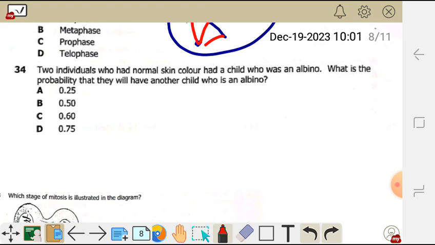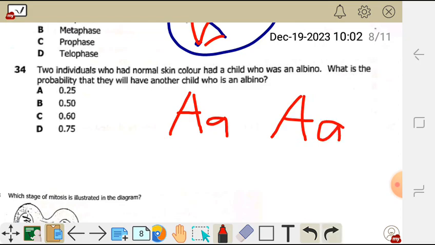So we have two individuals who had normal skin color, but they had a child who was an albino. So this is under genetics. We have two individuals, so meaning they were carriers of a gene of albinism. So let's say a normal gene is A and a defective gene is small letter a. So we have a normal gene and a small a. This is the genotype of the parents. Why? Because they had a normal skin color, but they were carriers of albinism. That's why they had a child who was an albino.